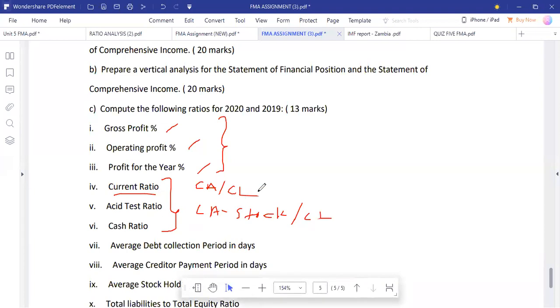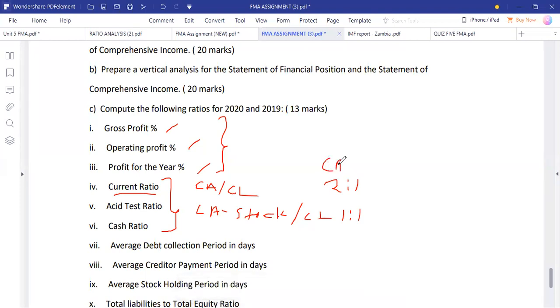Each of these has a benchmark. For the current ratio, it is permissible that you have a benchmark of 2:1, which means that for every two assets you have one liability. For the quick asset ratio, you would have one asset against one liability. It's better ideally whenever we have more assets than liabilities. Are we together?